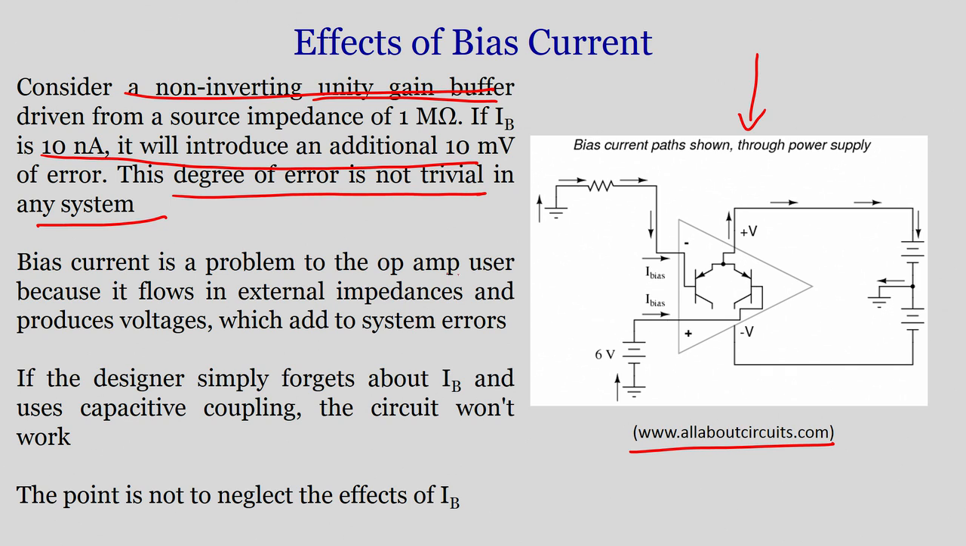Now, bias current is a problem of the operational amplifier because it flows in external impedances and produces a voltage which adds to system error. When the bias current flows in the external impedances, it produces voltage, that means it will cause an error. So, how can we reduce this error? It is a very important terminology to understand, what a bias current is. If the circuit designer forgets about IB and uses just capacitive coupling, the circuit will not work properly, right. So, we will see in detail what exactly this bias current is, and what the input offset current, input bias current, and so on are, in the following slides.